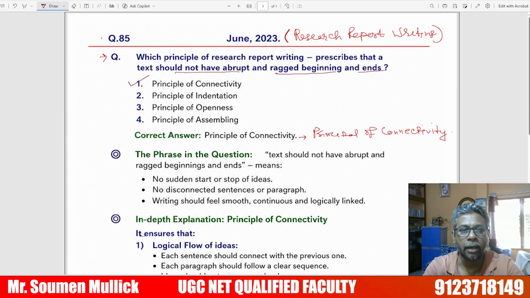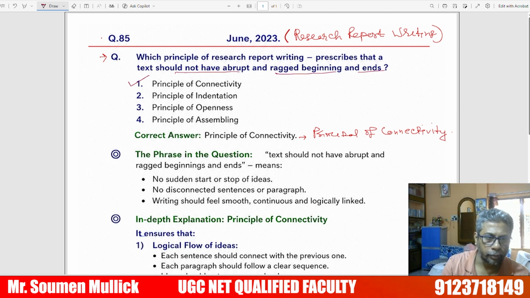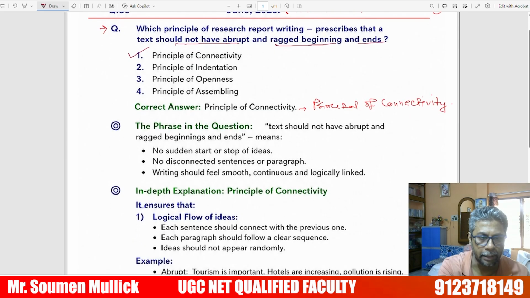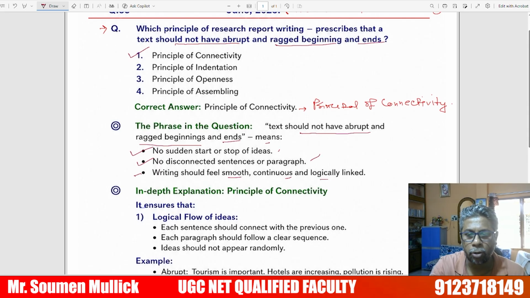Now the question is why it is correct. First of all, we have to understand the principle of connectivity. First, understand the phrase they have given. The phrase UGC has given: the text should not have abrupt and ragged beginnings or ends. This means no sudden start or stop of ideas, no disconnected sentences or paragraphs. Writing should feel smooth, continuous, and logically linked. This should be the core concept of the principle of connectivity.